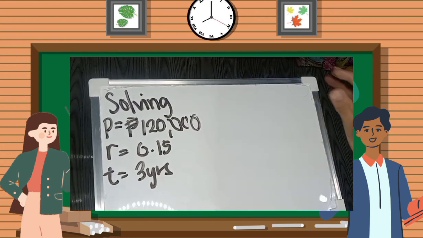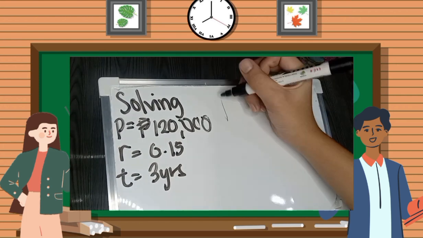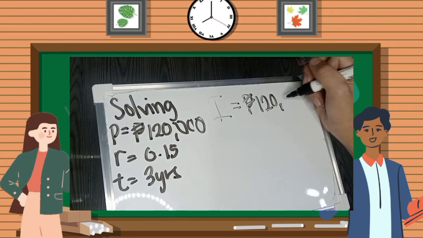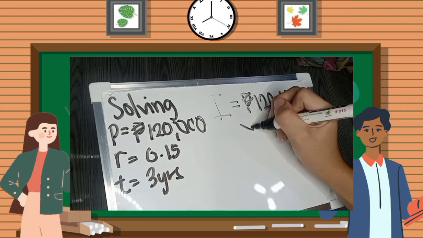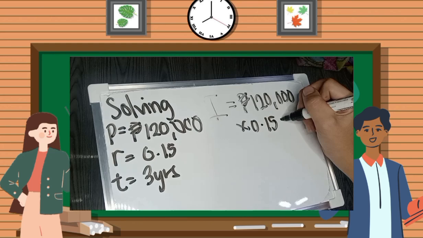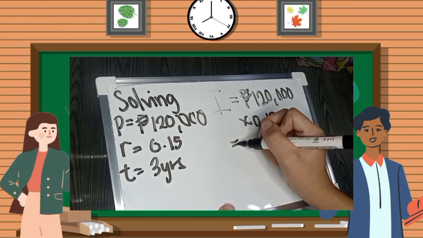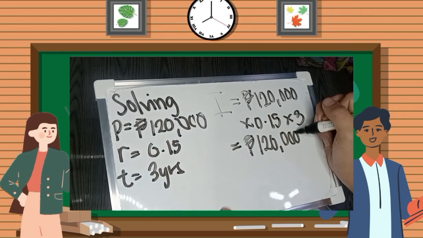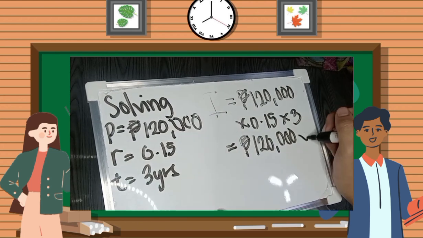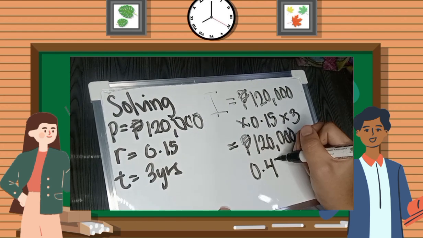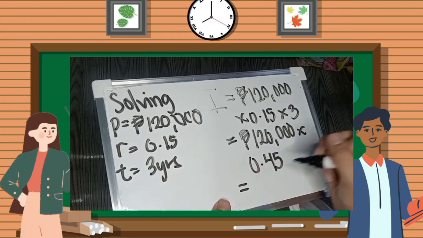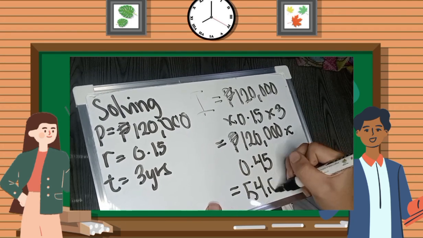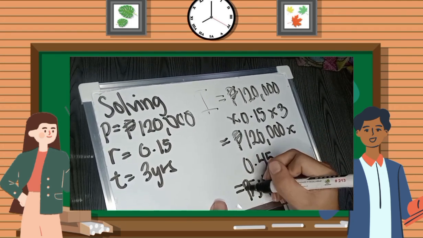So ngayon, isasolve naman natin ang simple interest. 120,000 times 0.15 times 3. Ang uunahin muna nating isolve ay yung 0.15 times 3, so ang equal is 0.45. Then, 120,000 pesos times 0.45 is equal to 54,000 pesos.